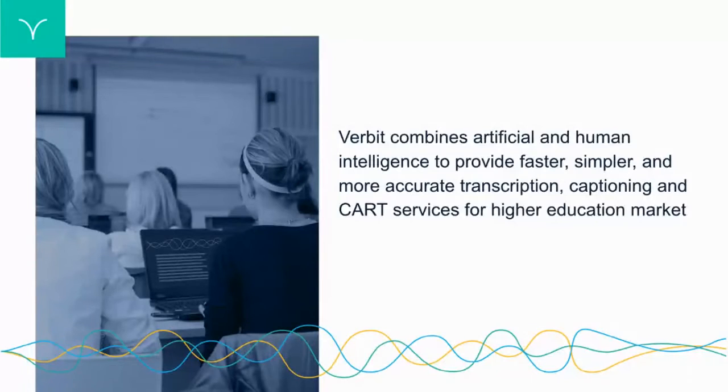Verbit uses both artificial intelligence, our automatic speech recognition engine, as well as human intelligence, our human transcribers, in order to get you faster, more accurate caption files. Typically with Verbit, your captions will have a 24-hour turnaround time. So when you first make your captioning request with us, you'll be able to get that back within 1 business day.